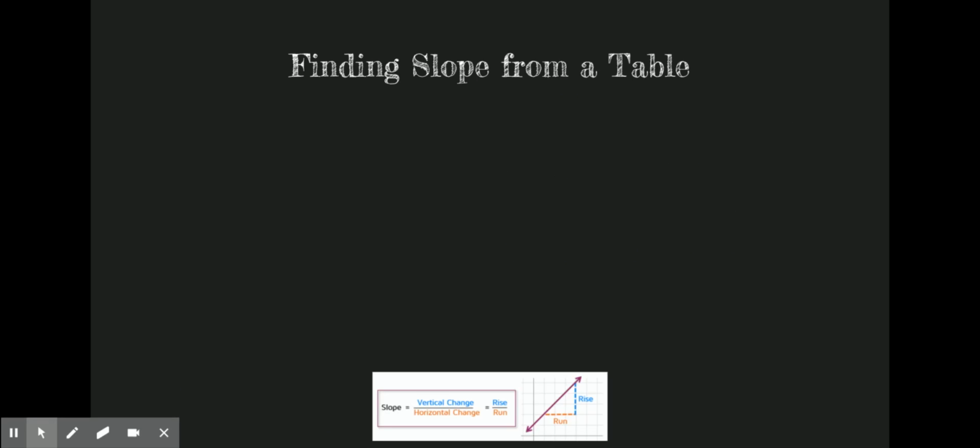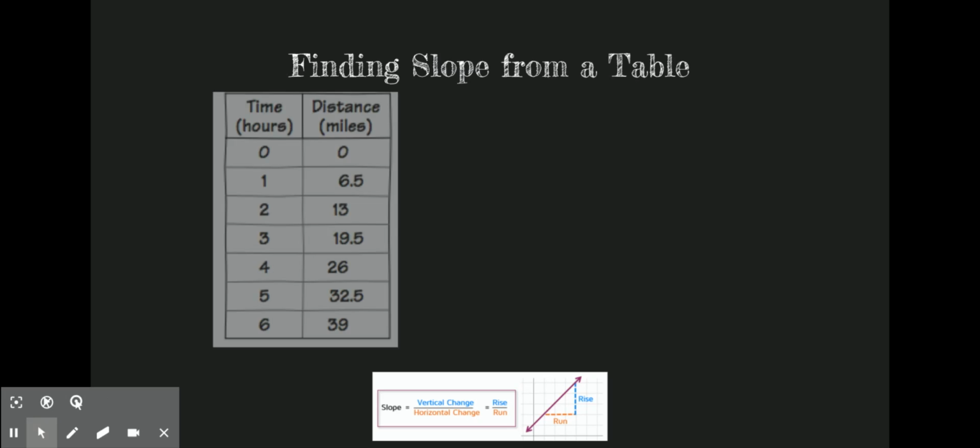All right, let's talk about finding slope from a table. And I want to revisit this little image at the bottom. And remember, it is our vertical change over our horizontal change, or our rise over our run. So it's our change in our y's going up and down over the change in our x's. So let's take a look at a table.